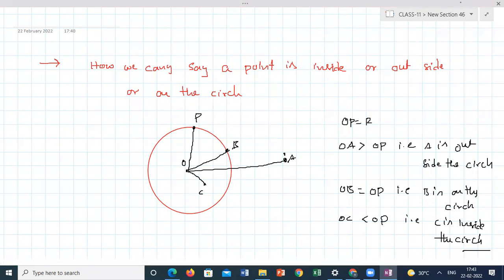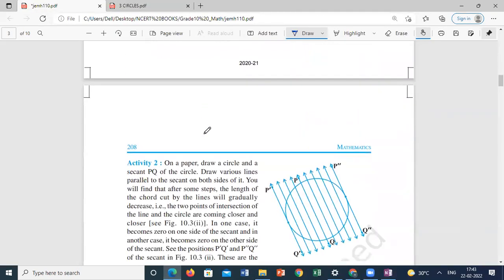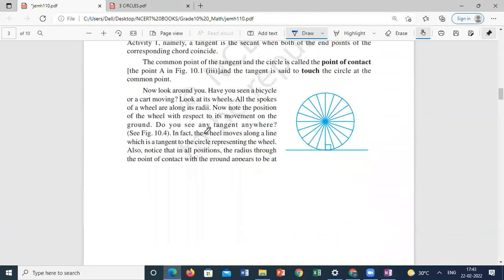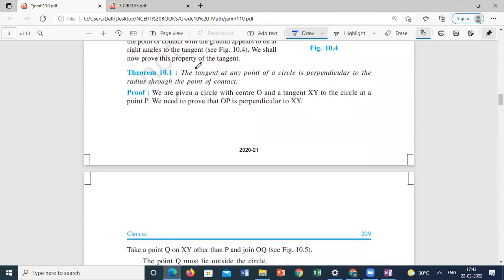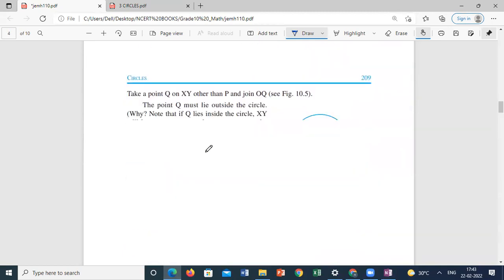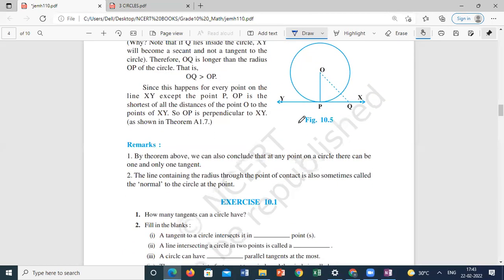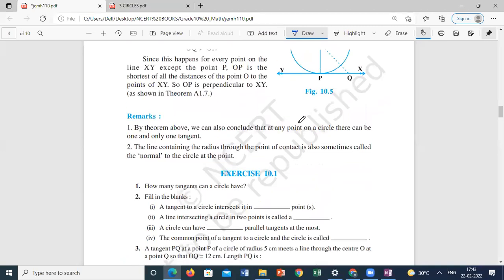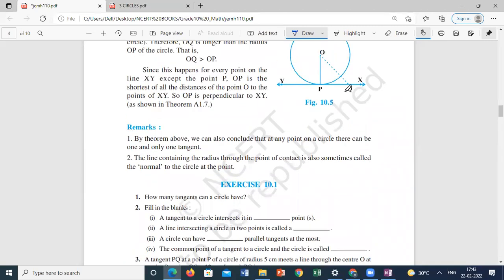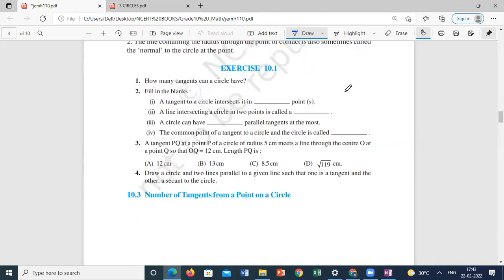Yes, sir. So after this, what other things have we discussed? So this is the longest chord. What is the meaning of chord? The tangent at any point of a circle is perpendicular to the radius. That's called normal. So this is a theorem. The radius is always perpendicular to the tangent drawn at that point.